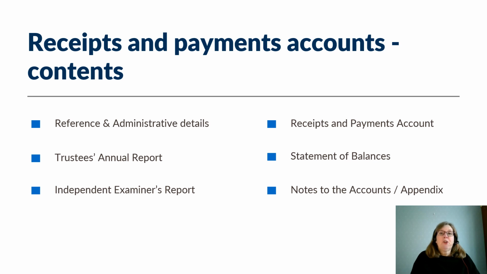Moving on now to have a look at the contents of a set of receipts and payments accounts, and you can see here that there are 6 main areas to cover. I'm going to run over each of these in a little more detail, with the exception of the independent examiner's report, because the wording of the report is down to the examiner, and I would expect them to provide the wording to you at the end of the examination process.